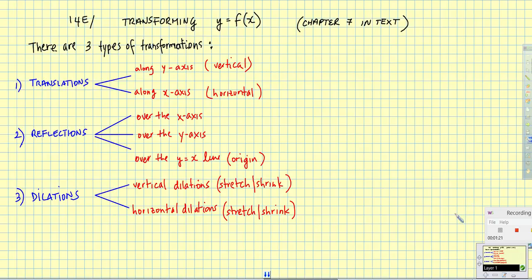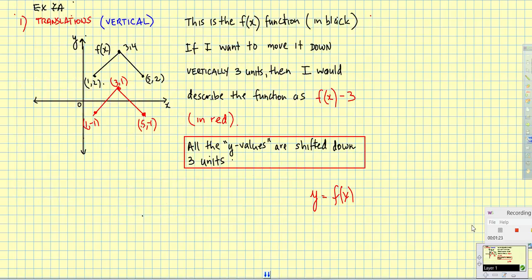Okay, now we're going to start off with an actual movement of a graph. This is in exercise 7A from your textbook, and we're going to start with vertical translations. Visually I have a graph in front of me, and in this case it is f of x, the black graph. I've called that graph f of x.